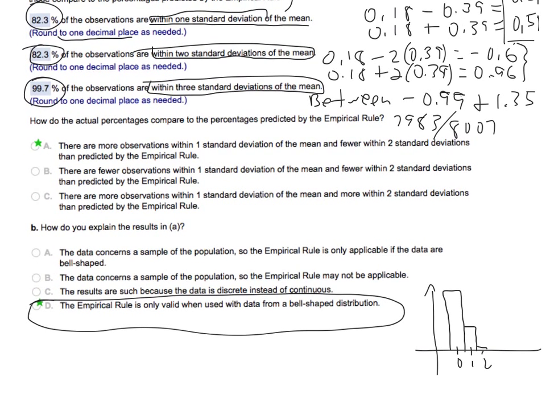So anyway, this exercise is really about getting used to this vocabulary of being within 1, 2, or 3 standard deviations of the mean, but also to remind us that the empirical rule only applies to distributions where we expect that there's a symmetric bell-shaped distribution.